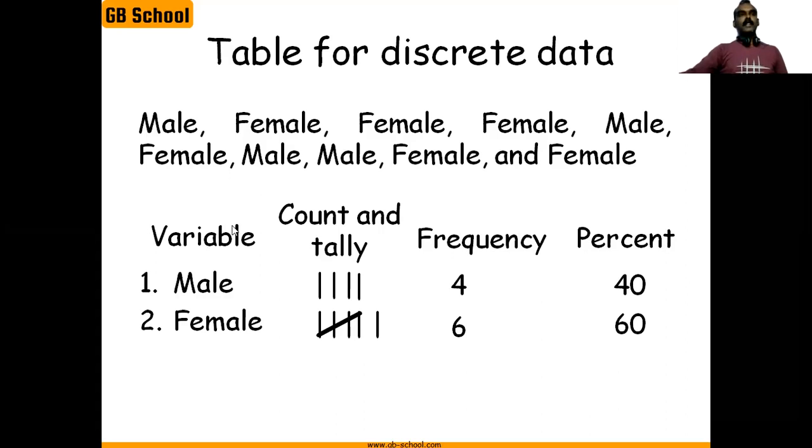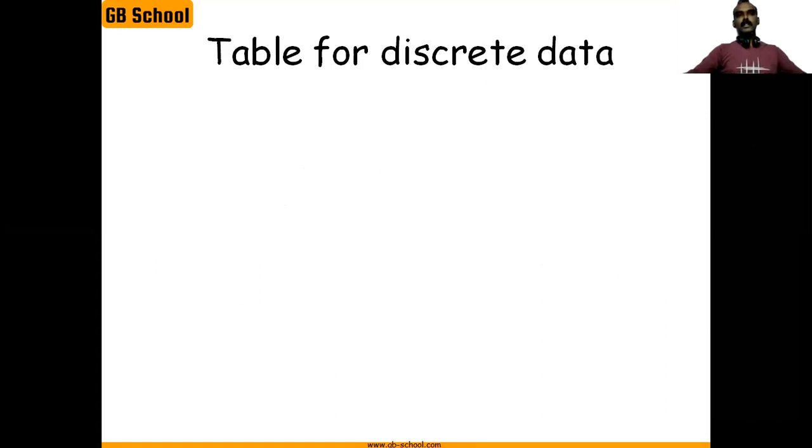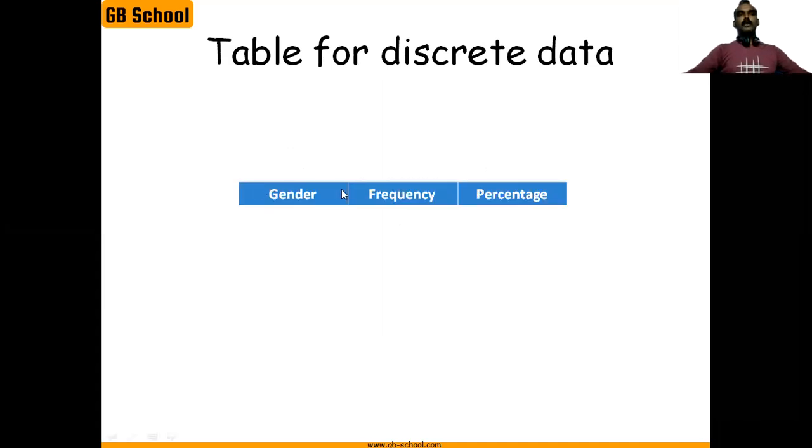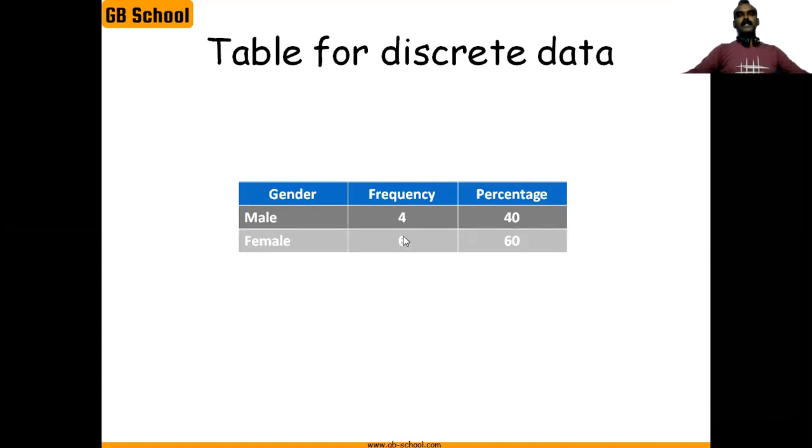So we identify the variable, we tally it, then next we go for preparation of the table. Tables are nothing but data in the form of rows and columns. Now we have a row here. It talks about gender, frequency, and percentage. Then the next row talks about male. There are 4 males, 40%. Then female, there are 6 females, 60%. So this is a simple form of table.